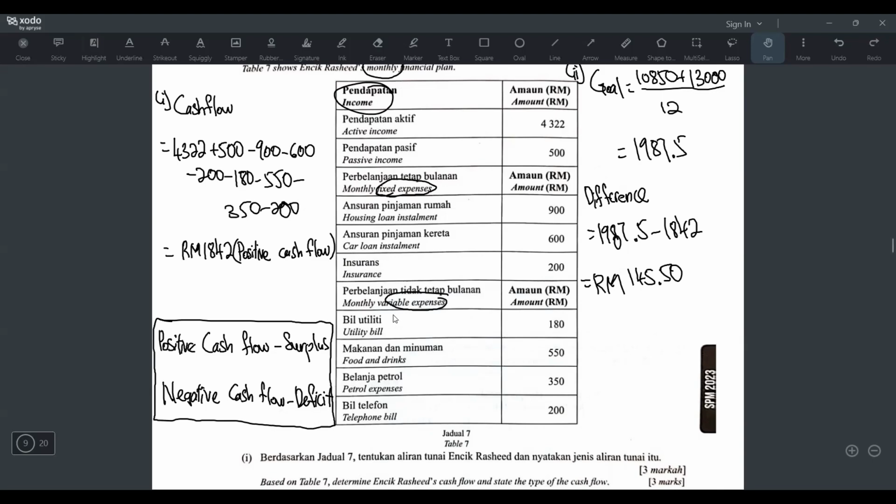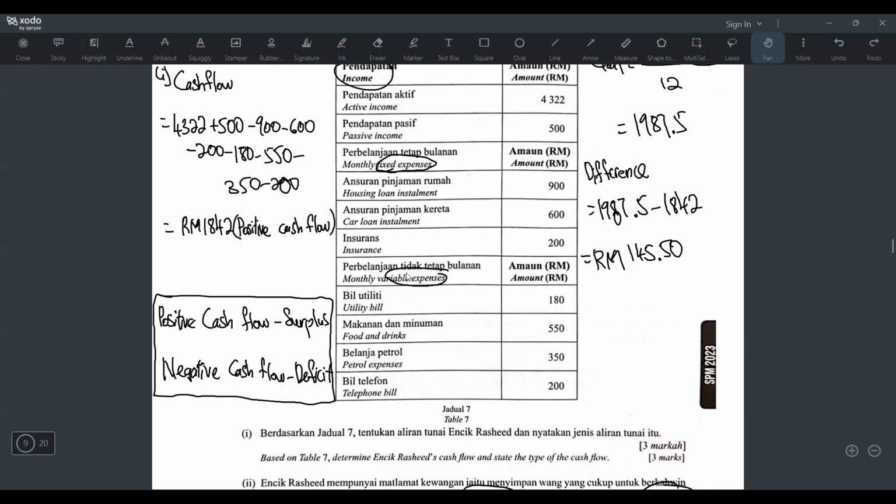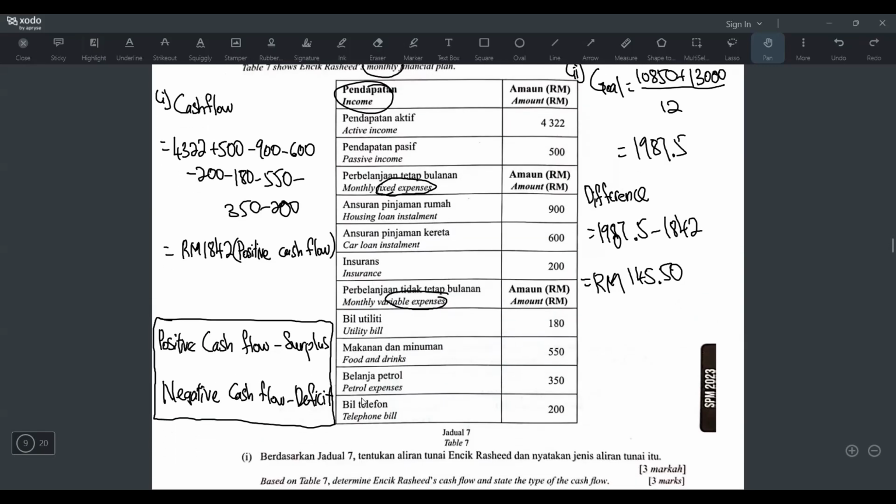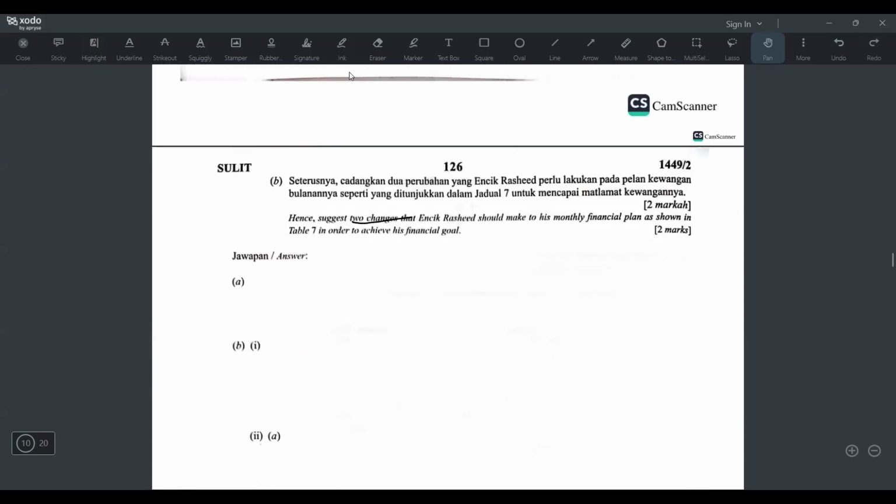So we can kurangkan the expenses, or you can also mention increase the income. Okay, increase the passive income. Because when you increase income, your cash flow will get higher, right? Or you can also say reduce, kurangkan expenses, kurangkan perbelanjaan. Because when your expenses jadi sikit, then your cash flow jadi tinggi lah. So, but it's better to write reduce expenses, right? So what you can write here is just write reduce expenses.